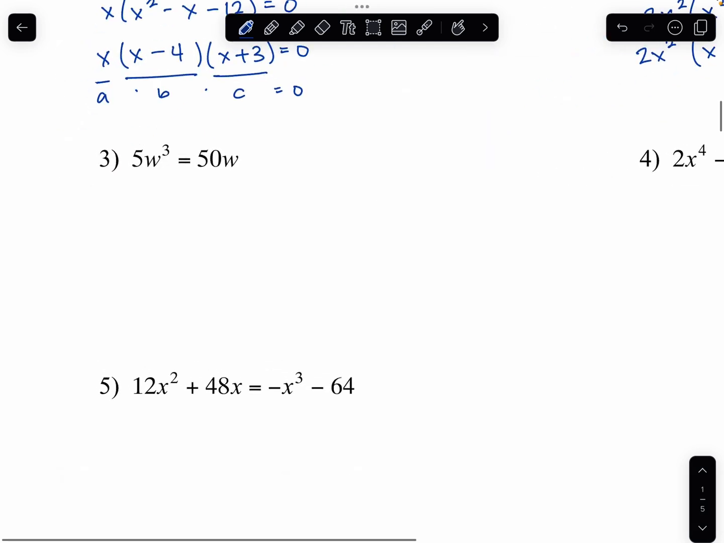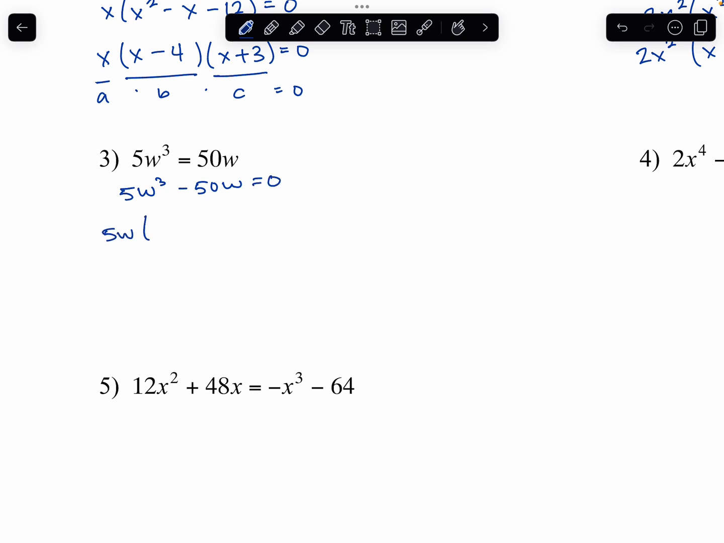For 3, I'm going to subtract that 50w. So I'll have 5w cubed minus 50w equal to 0. I'm going to factor out a 5w, and then I'm going to get w squared minus 10. That's going to be equal to 0. Right, if I take out a 5, yeah. Okay, so this can't be factored anymore.